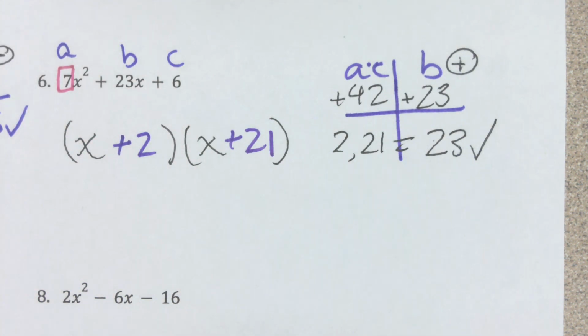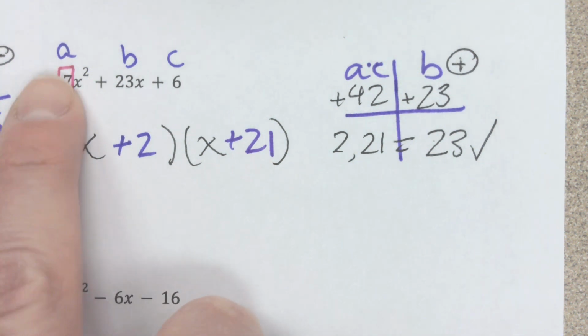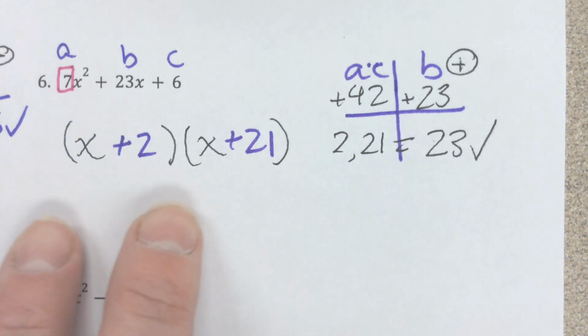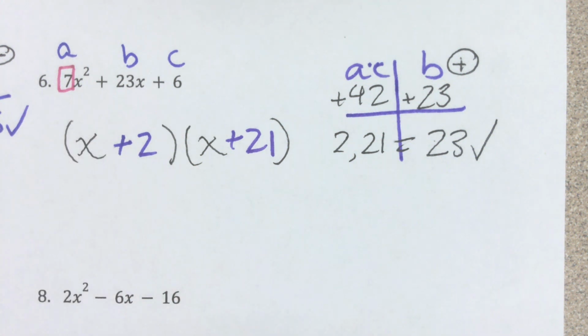I hope many of you can see that I am not done, because if I were to multiply these back together, I would not end up with the original problem. For starters, if I multiply x and x, I'm not going to get 7x squared. There's not a 7 in there. So how do I handle this from here? Devin? You gotta divide the 2 and 21 by 7.